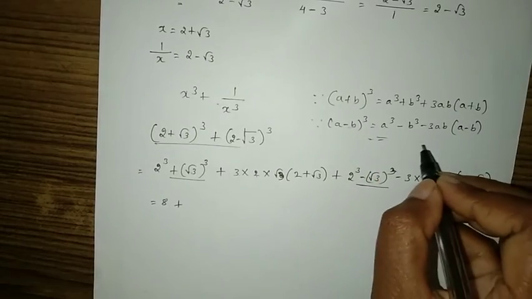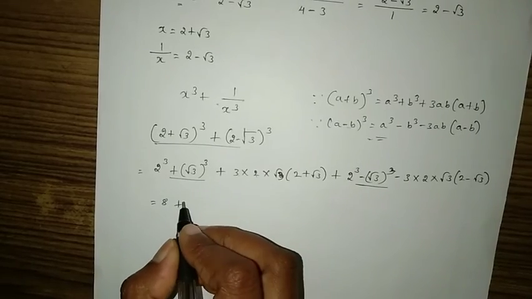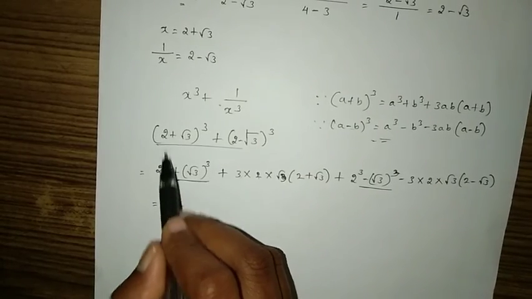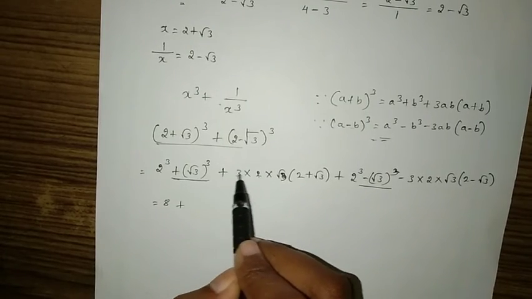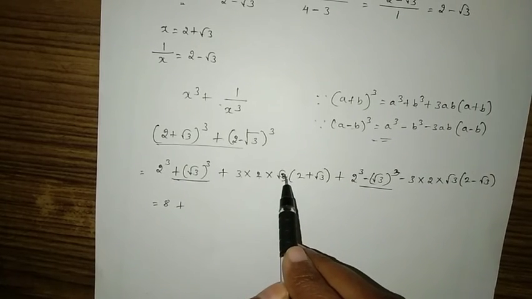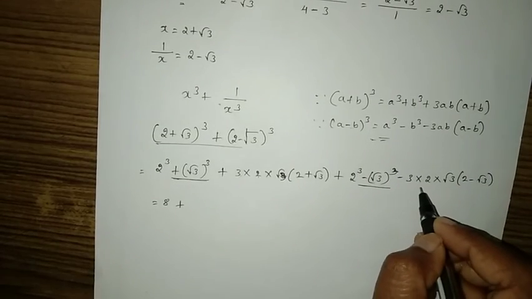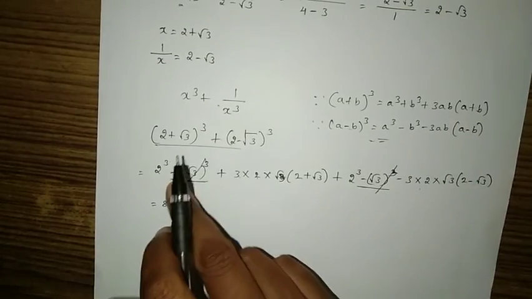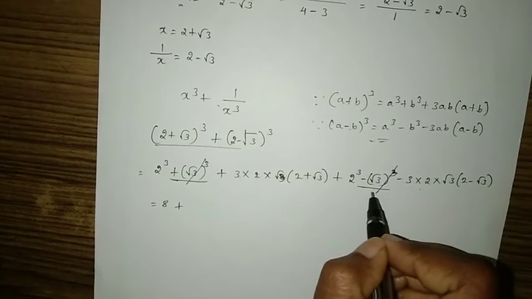So we are doing this. We are substituting this formula here, and later we get... So we substitute. Okay, a is 2 cube plus b is root 3 whole cube, plus 3 into a into b, that is root 3, into (a plus b), that is 2 plus root 3. We are doing the same thing for this one. So we can find a common factor here: root 3 whole cube plus root 3 whole cube and minus root 3 whole cube, so we are going to cancel it.